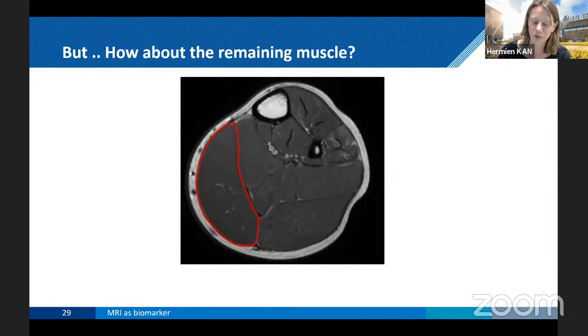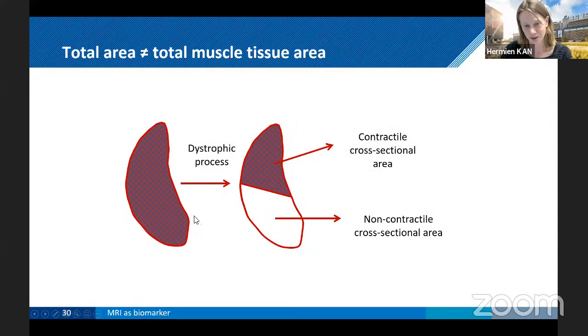So we've talked a lot about fat fraction so far, but in the end, it's not the fat that contracts, right? It's the skeletal muscle that contracts. So maybe it's actually not so logical to look at the fat, but we should look at the muscle which is still there. So if you look at this image, what we do when we analyze these data is we draw a region on the MRI around the muscle and we look at the fat fraction of this part of the muscle. So in the dystrophic process, of course this is a very simplified schematic, you replace part of your muscle by fat.